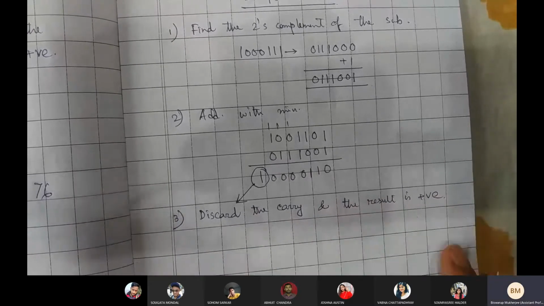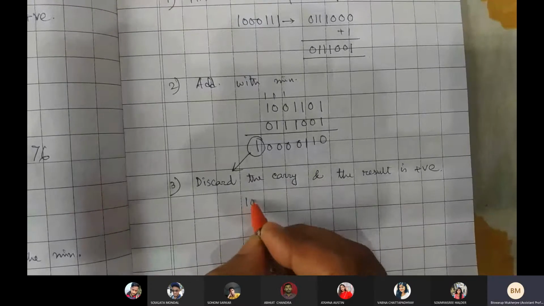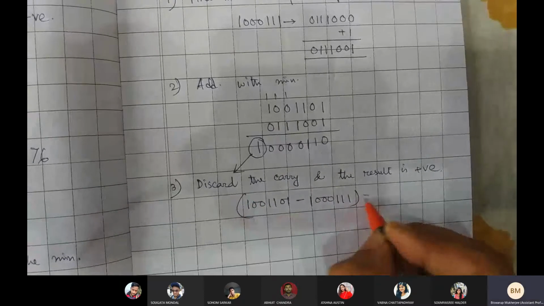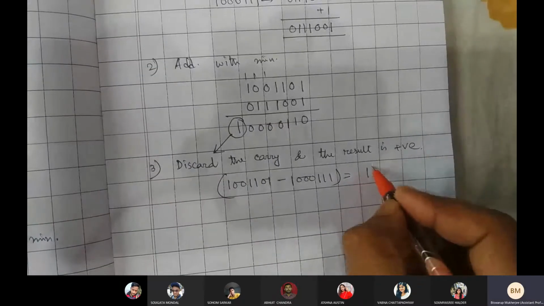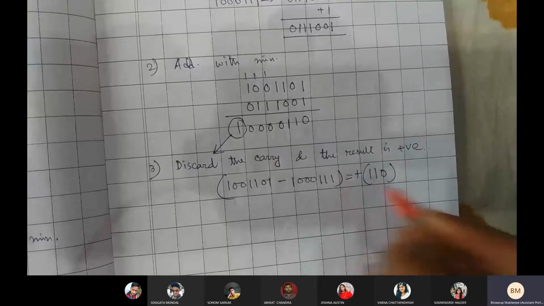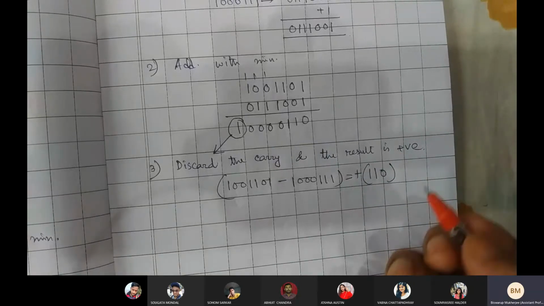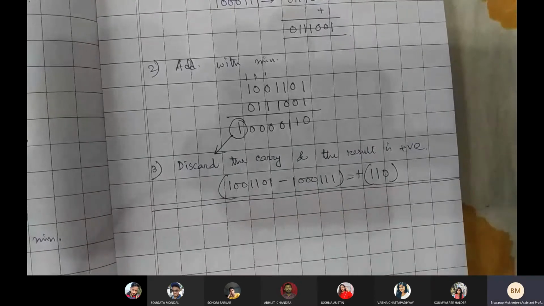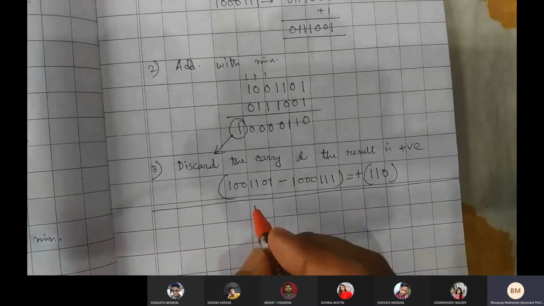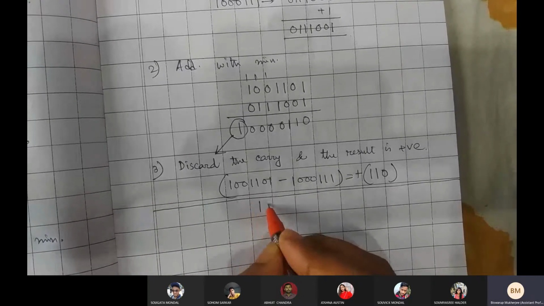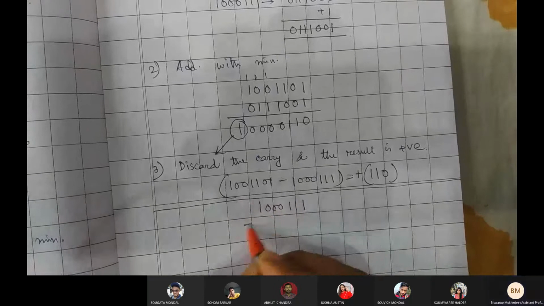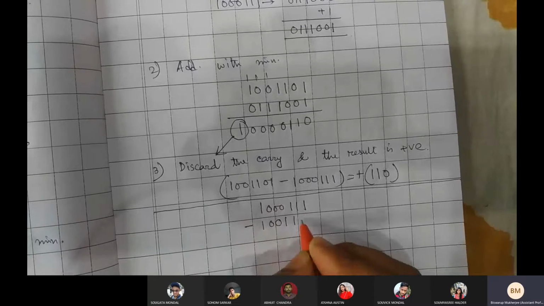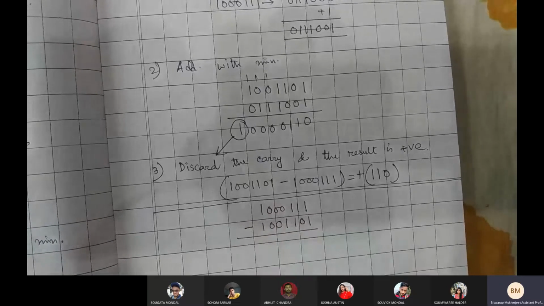So what is the answer? 1001101 minus 1000111, using the twos complement method, we have found the answer is 110 with a positive sign. Right? Similarly, the opposite one, the same process. That is, if we have 1000111 minus 1001101, this is what we have to do this time.